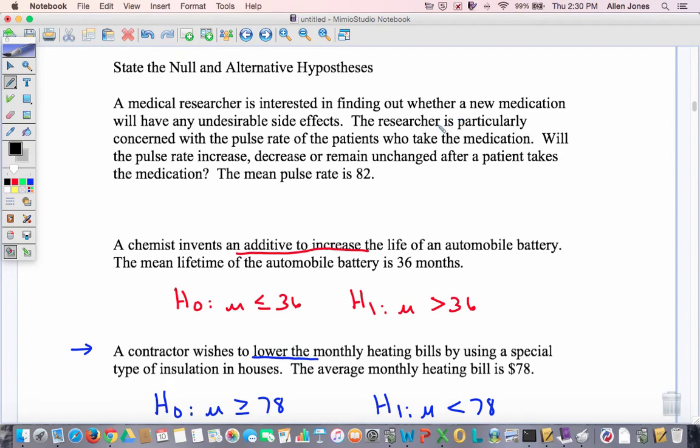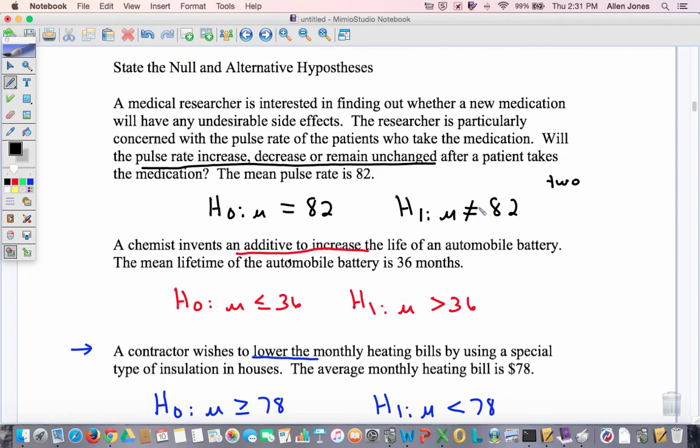One more time here. A medical researcher is interested in finding out whether a new medication will have any undesirable side effects. Researcher is particularly concerned with the pulse rate of patients who take the medication. Will the pulse rate increase, decrease, or remain unchanged after a patient takes the medication? The mean pulse rate is 82. So our null hypothesis is based on a mean pulse rate of 82. Our alternative hypothesis is based on a population mean of 82. Now right in here it says he's not sure whether it will increase, decrease, or remain unchanged. He just thinks it's going to change or be different, so we're going to put not equal to and equal to here. So there's our 3 options.